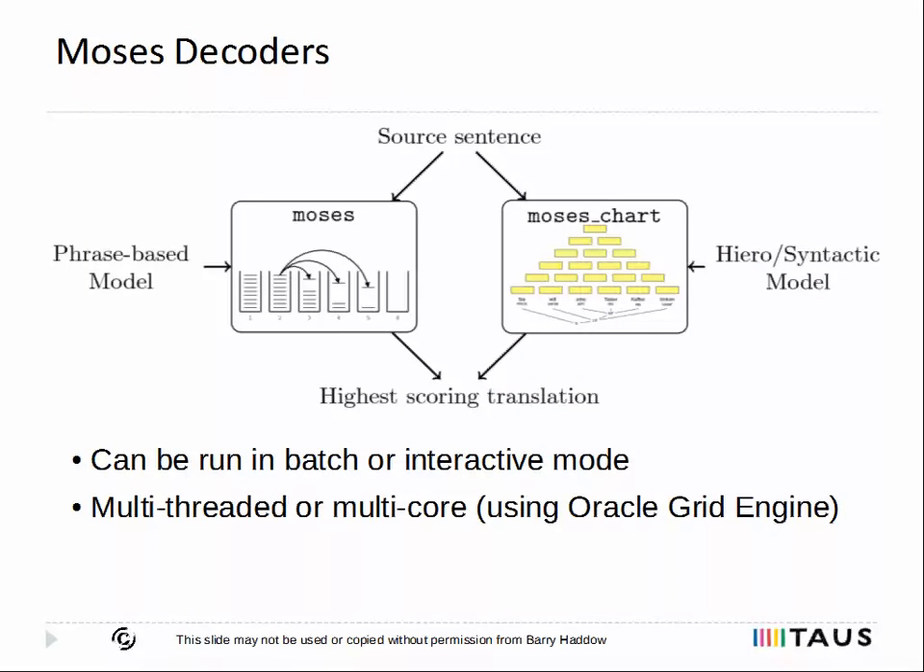Once you have a trained SMT model, you're ready to decode with it. There are two different decoder binaries, i.e. applications, in Moses. The first one is simply called Moses, and it implements stack decoding, as used in phrase-based MT. The second one is known as Moses Chart, and it implements chart-based decoding, as used for hierarchical and syntactic models. Both of these decoders can be run in batch mode, in other words passing in a file full of sentences to be translated, or in interactive mode, in other words typing in sentences at the command prompt. Both of them also support multi-threaded and multi-core, in other words cluster-based operation, and the Moses server can operate on both types of models.